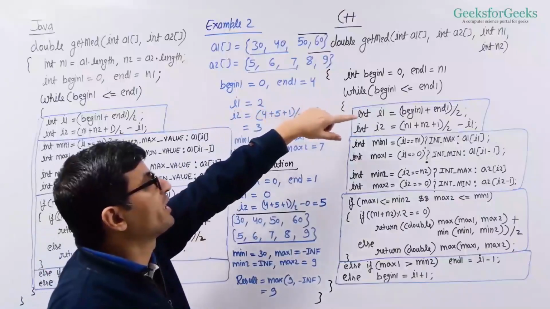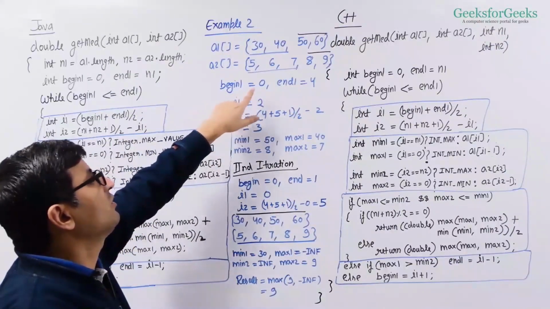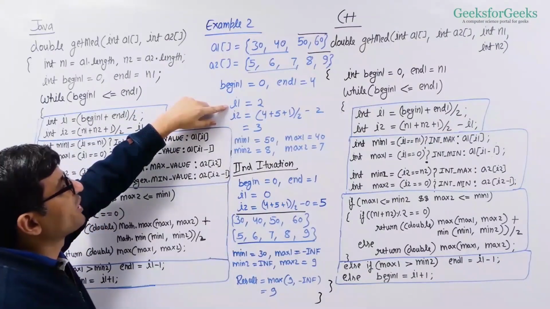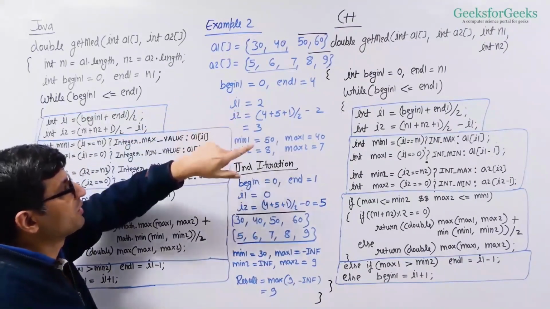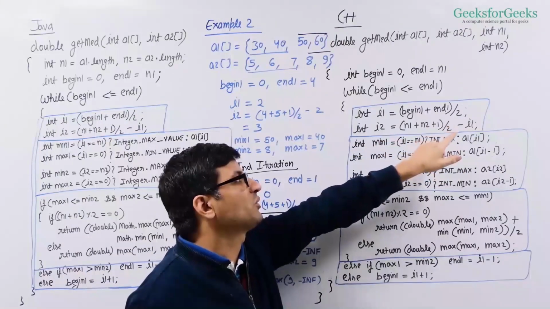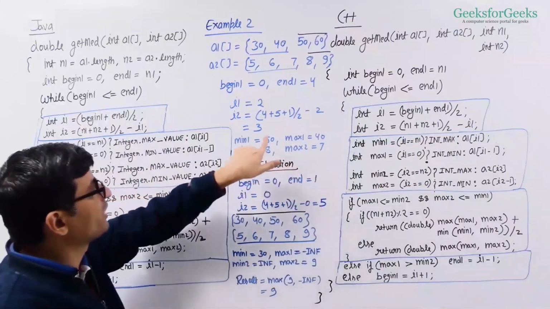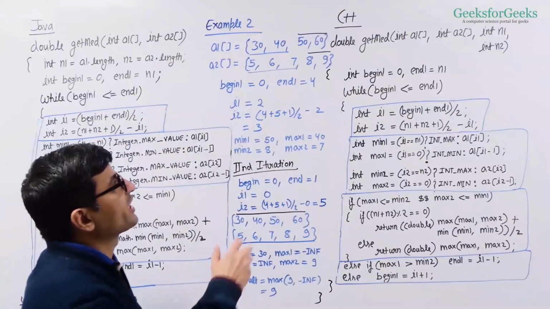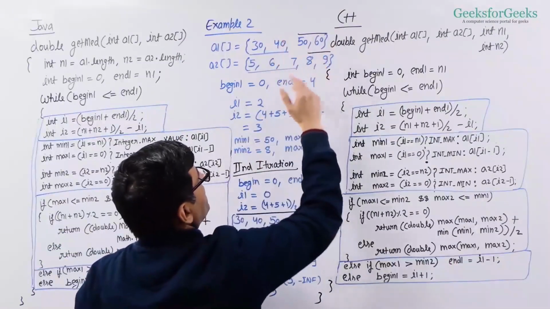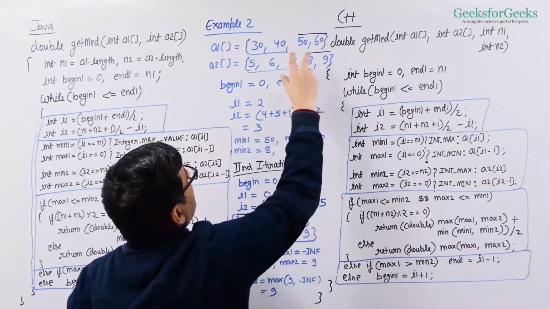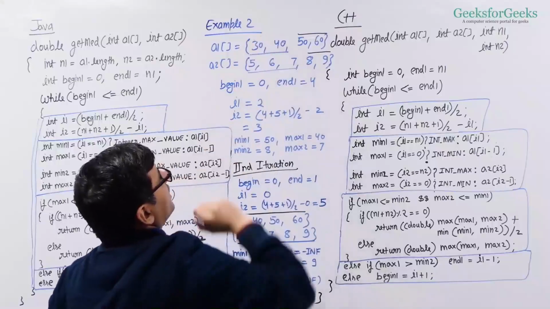We initialize our begin and end. Begin 1 is 0 and end 1 is 4. Now we compute I1, which is begin 1 plus end 1 by 2. So we have 2. Now we compute I2 inside this loop, which is n1 plus n2 plus 1 divided by 2 minus I1. So we have it as 3. So once we have computed I1 and I2, we segregate our left side and right side. So these 2 elements are in the right side, these 2 elements are also on the right side. And these 5 elements are in the left side.